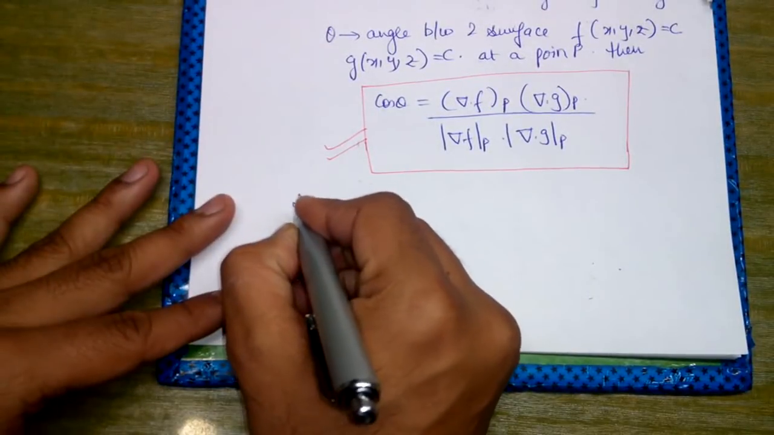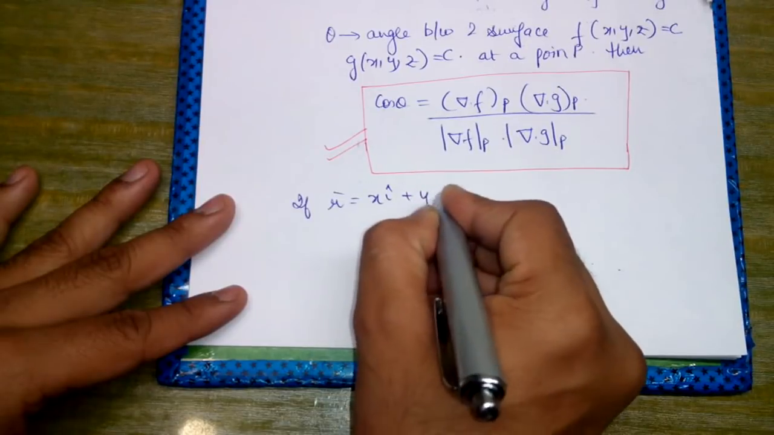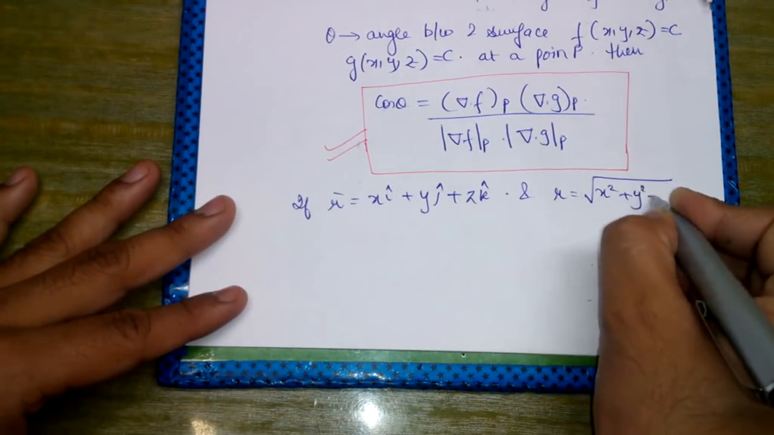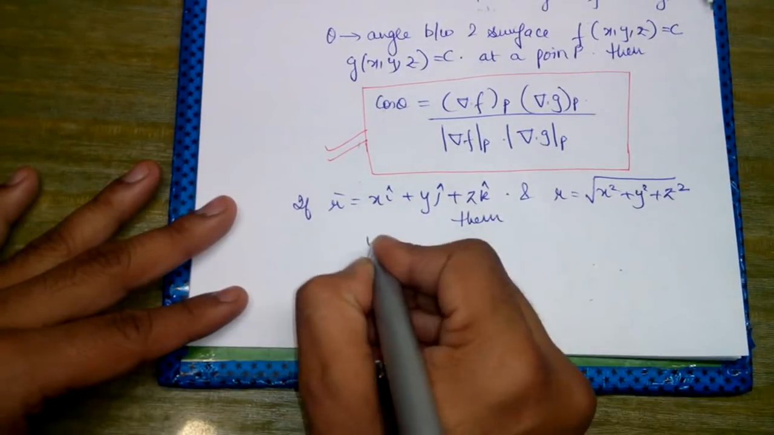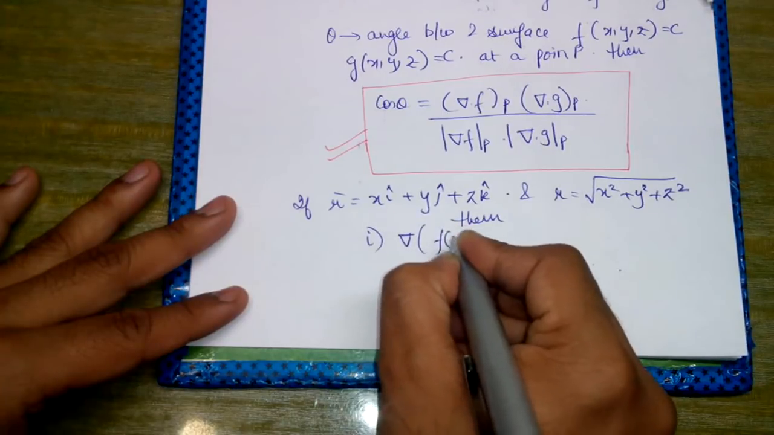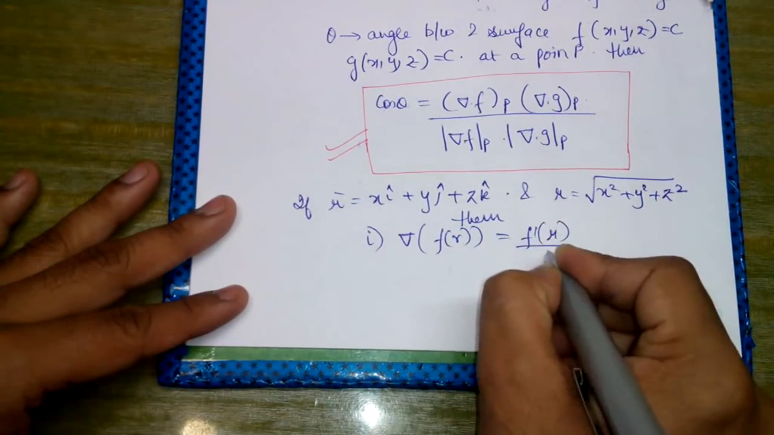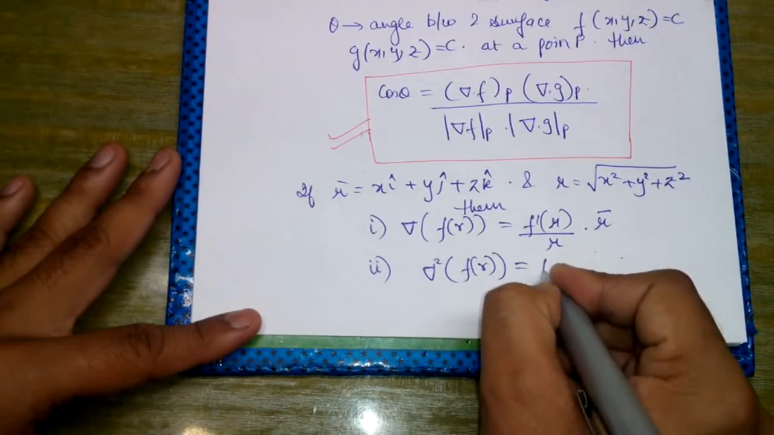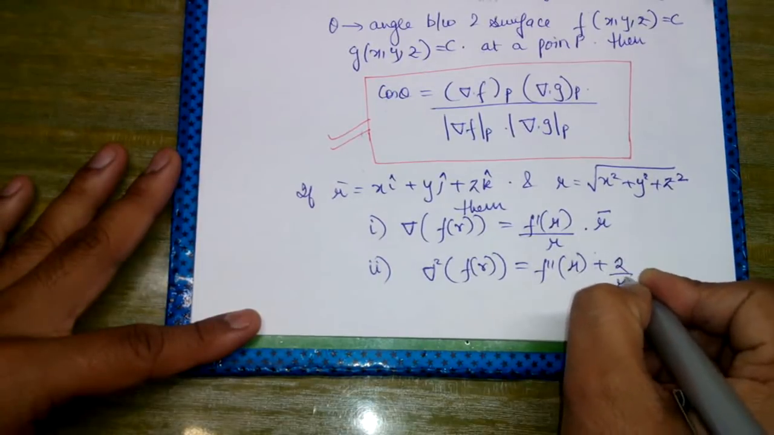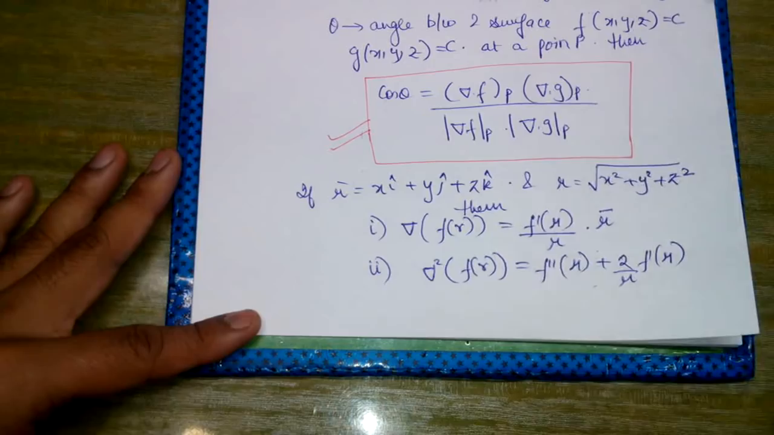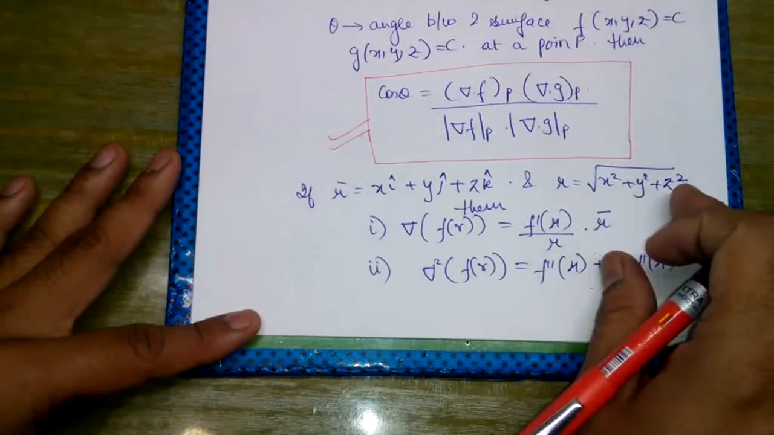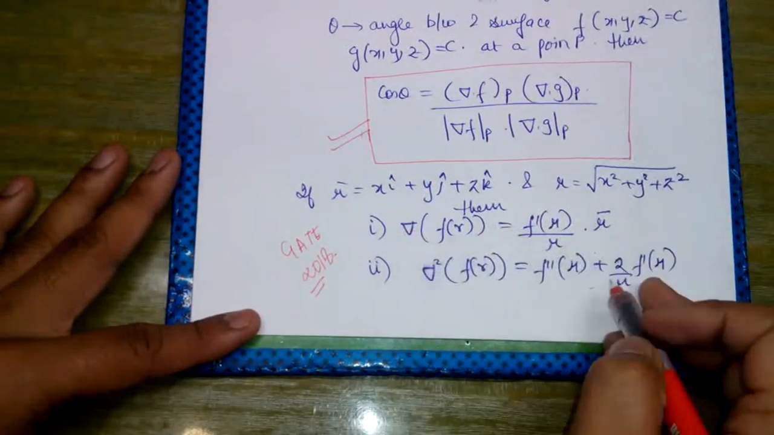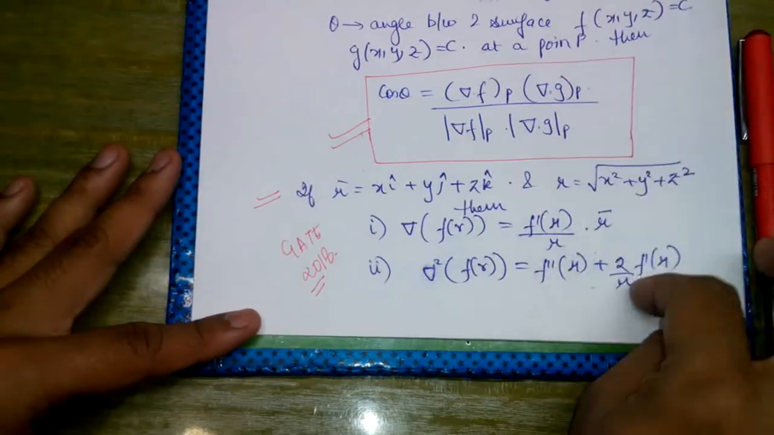And now we have two important cases. If r has been given as xi plus yj plus zk, and r is nothing but under root of x square plus y square plus z square, then first, nabla of f of r is simply equal to f dash r upon r into r vector. Second, nabla square f of r is simply equal to f double dash r plus 2 upon r into f dash r. So these two are very, very important points, and I am expecting that GATE 2018 may ask a question on this. So please note down these formulas and practice the questions relating to them.